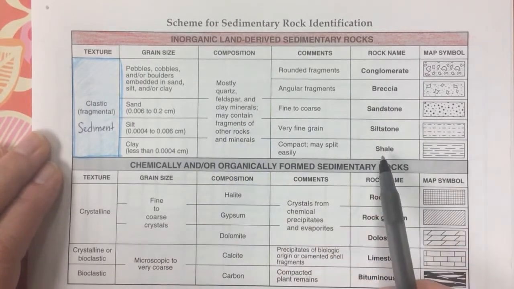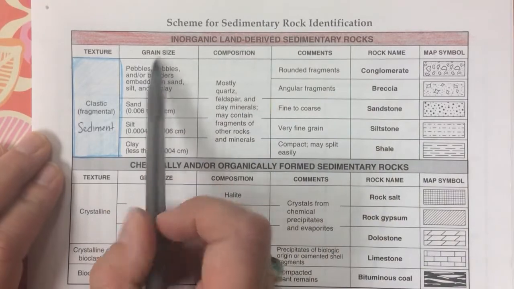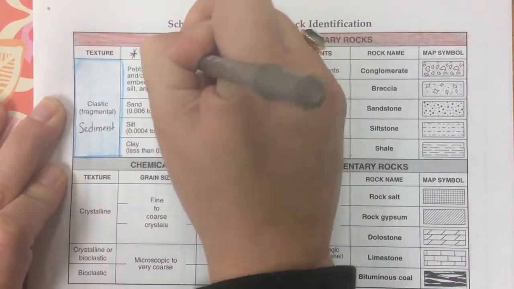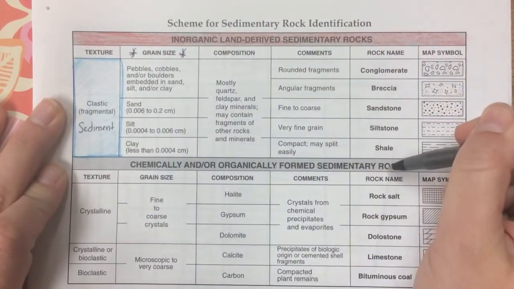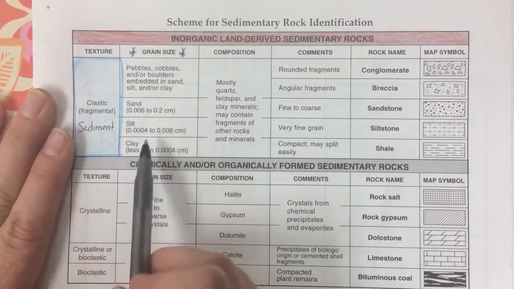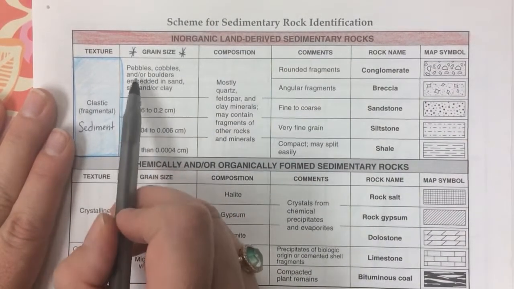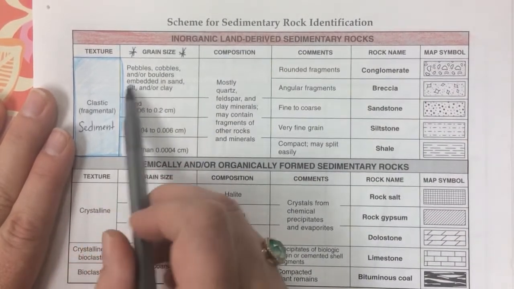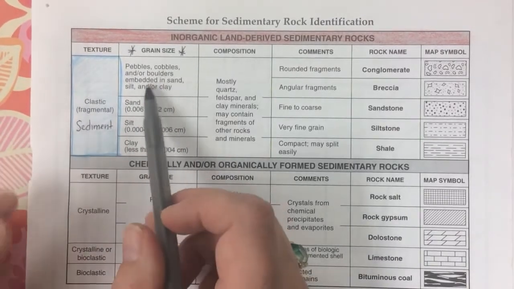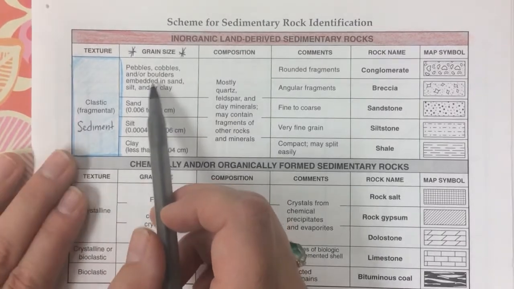So how do I tell them apart? Grain size. Your grain size is going to be the key, so I'll put little stars here, to actually identifying your different types of clastic sedimentary rocks. And what's nice is it goes in order from largest to smallest. You have pebbles, cobbles, and boulders. It says embedded in sand, silt, or clay. So pebbles and cobbles are pretty big. They should be pretty obvious to what you're looking at.